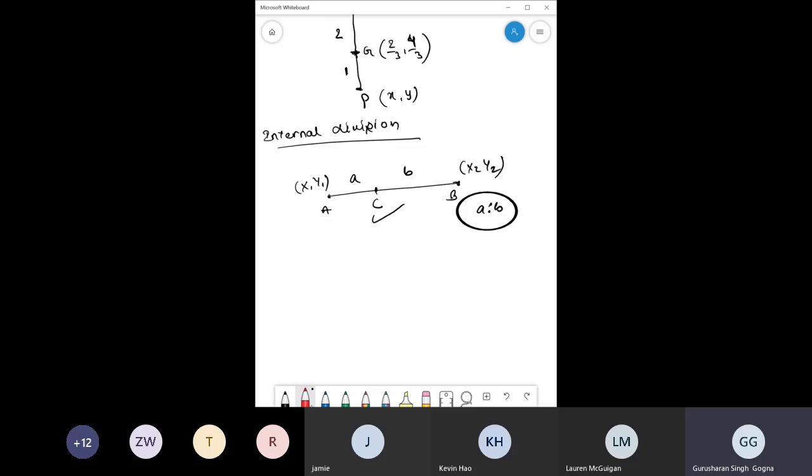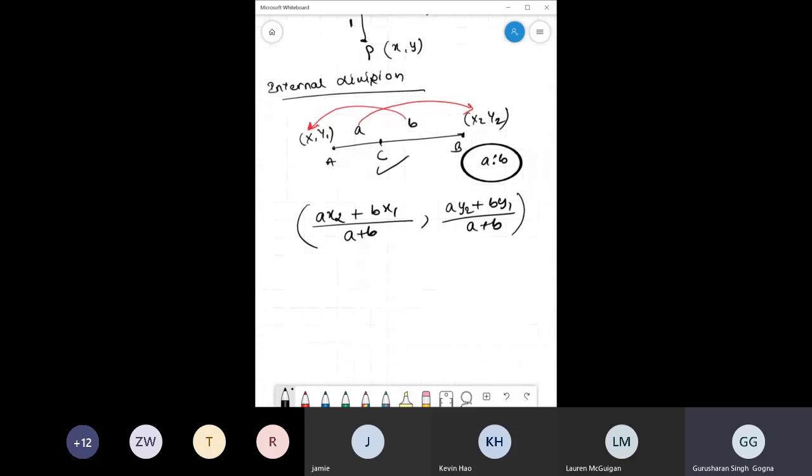So how to use the formula? A multiplied by X2, B multiplied by X1. So you need to use the opposite coordinate. So AX2 plus BX1 over A plus B. Hope you're carrying the logbook. And then similarly, for the Y coordinate, it's A multiplied by Y2, B multiplied by Y1 over A plus B. Now you have to be careful here.